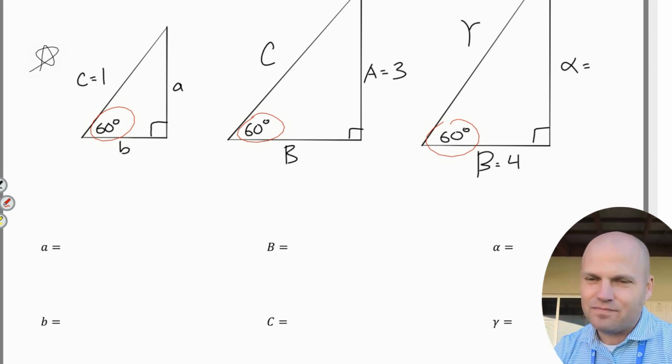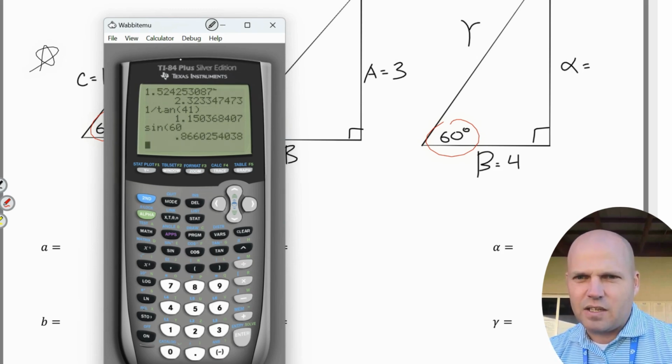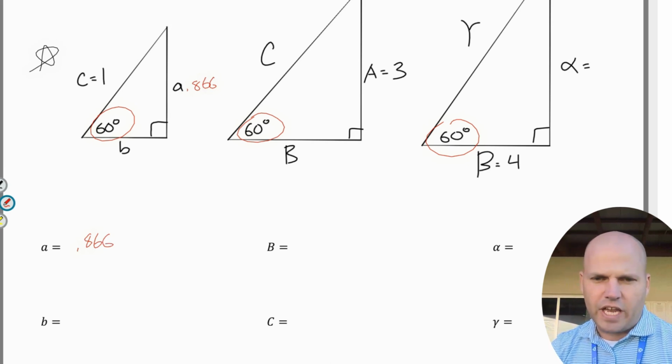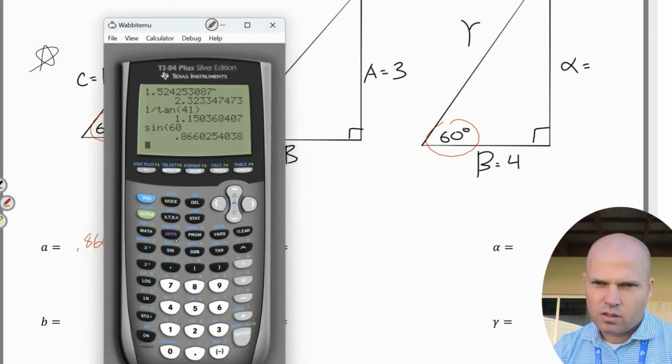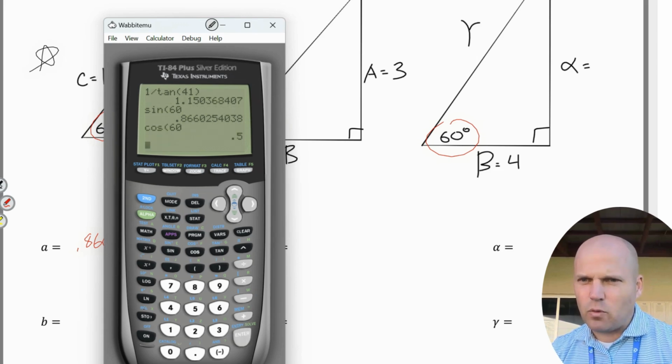I'll show you why. All right, so we already have this small one with the hypotenuse of 1. The sine of 60, the cosine, we already kind of looked at this one. We're going to see it more often. Sine of 60, 0.866 over 1, the cosine of 60, half over 1.